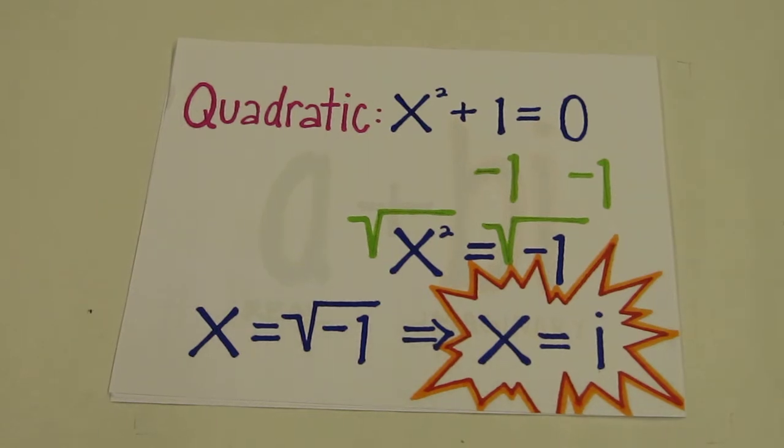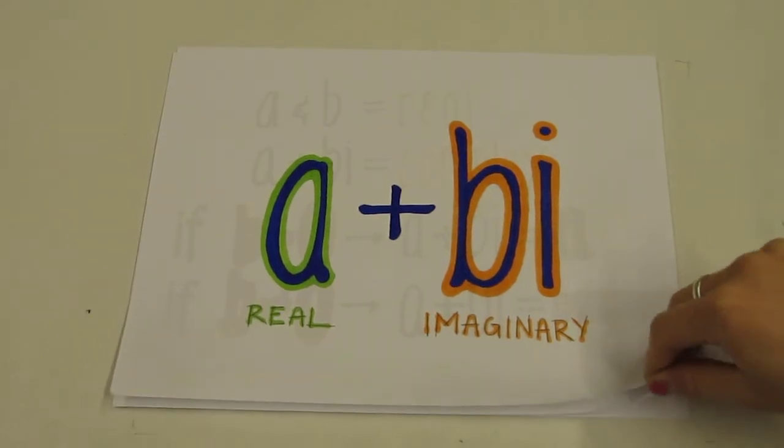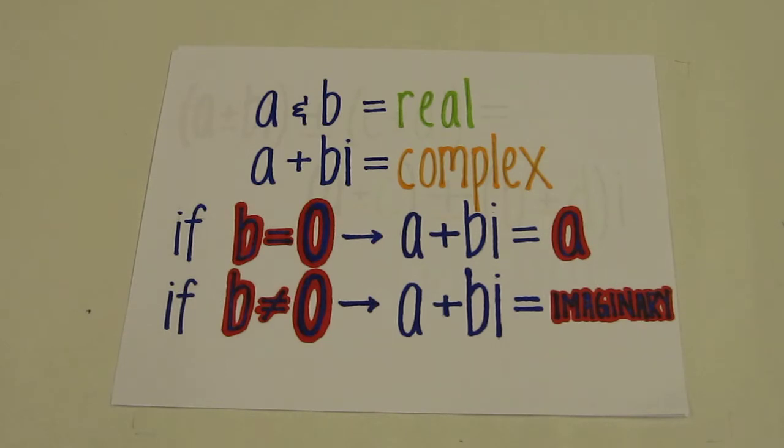Each complex number can be written in standard form, a plus bi, a being the real part of the complex number, and bi being the imaginary part, with b itself being real. If a and b are both real numbers, then a plus bi produces a complex number. If b equals 0 in a plus bi, the expression then equals a. However, if b does not equal 0, then a plus bi becomes an imaginary number.